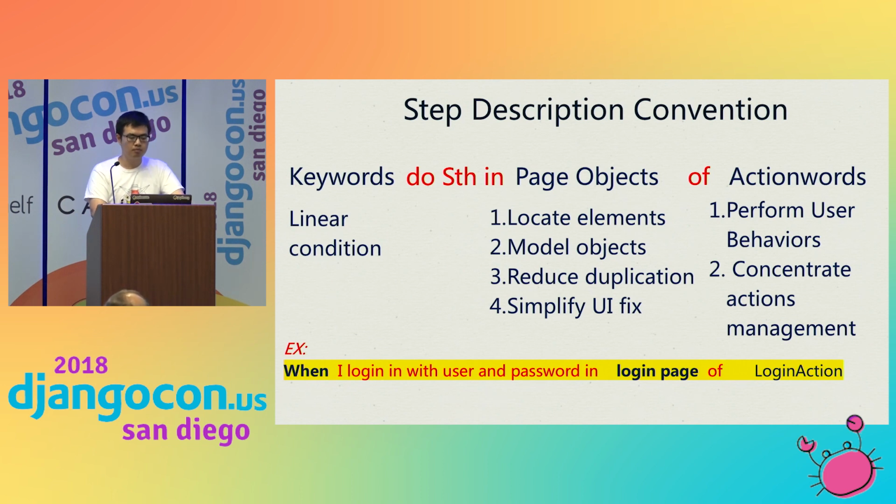The page objects, as I mentioned before, are where you have all your elements ready, which makes it easier to maintain and simplify your UI, and you can reduce duplication of the code. The action words are where we have all our implementation for the steps. Because we want to manage those steps easily, we use action words to represent them. Here is an example. For login, when I log in with the username and password in the login page of the login action, that's what the step looks like.